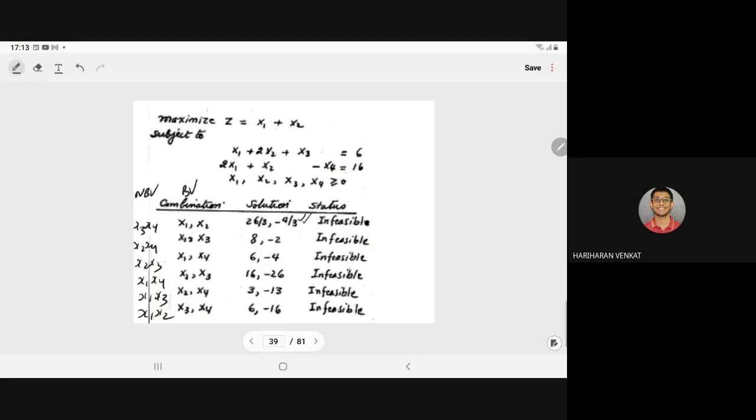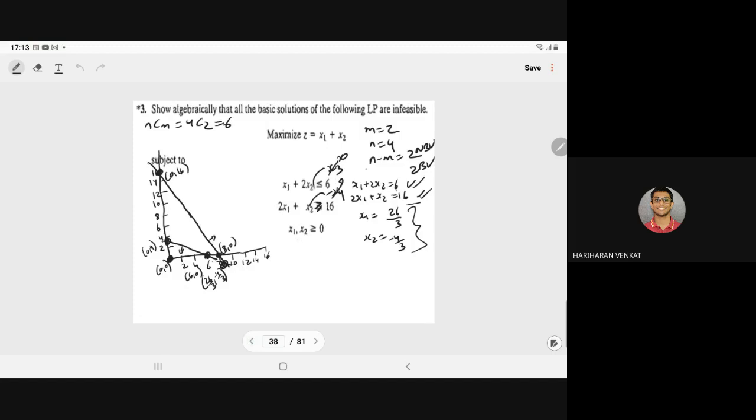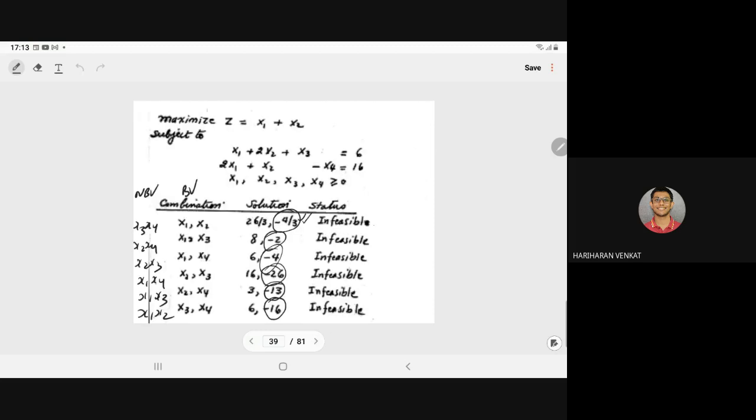Here you can see x2 is coming negative. Here x3 is coming negative. Here x4 is coming negative. What we want is that x1, x2, x3, x4 should be non-negative. So this will give you the infeasible solution. So here all the points are infeasible.